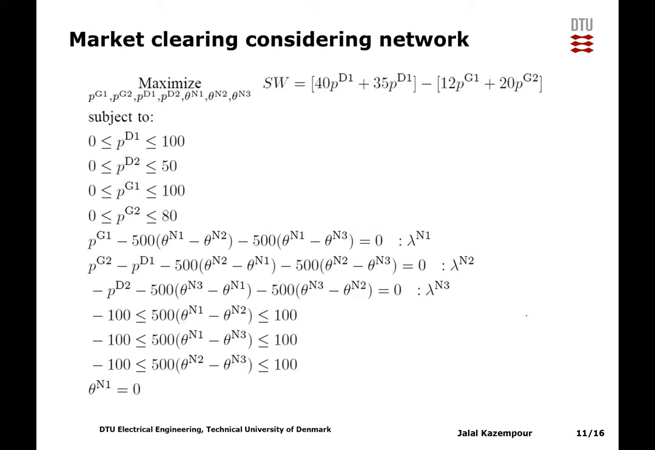So for the previous problem with two demands, two generators, and three transmission lines, this is our market clearing problem. Could you please check it out for a minute and interpret what it means? And maybe after 1 minute, one of you can nominate yourself and explain this optimization problem. Is there anyone who would like to explain this formulation?